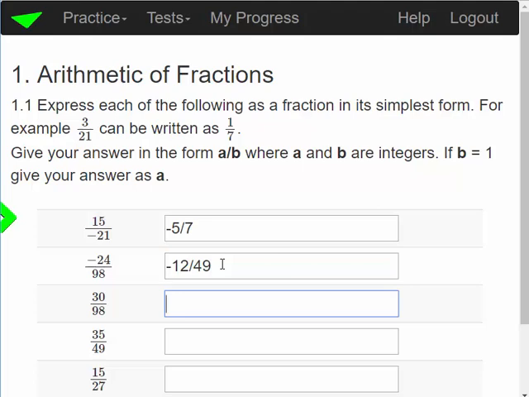For question 3, the factors of 30 are 2 and 3 and 5. The factors of 98 are 2 and 7. So again, 2 is the only common factor, so we're going to get 15 over 49. In the next question, the factors of 35 are 5 and 7, and the factors of 49 are just 7, so we're going to get 5 over 7 as the answer.